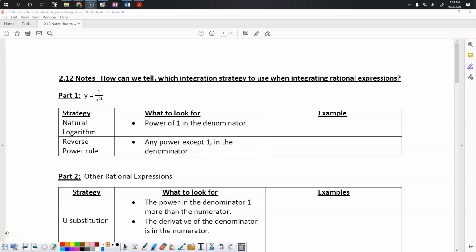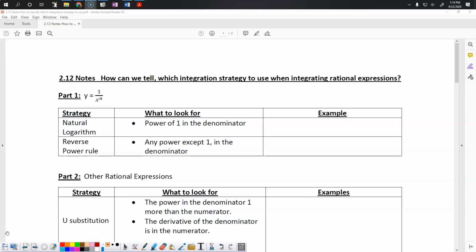Alright guys, so this is our lesson 2.12. The notes look a little bit different this time, and the way we're going to do the notes is also a little bit different. Usually with notes, it's all about me telling you what to do and how to do it, and then letting you practice. But really, the majority of this lesson is going to be you guys practicing, okay? I'm just going to do some quick explanation for you.